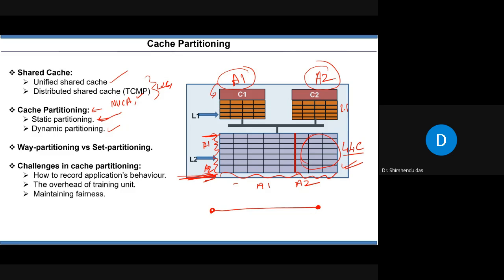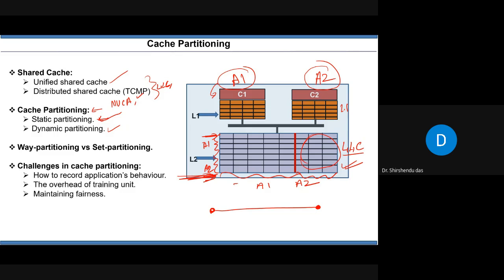So, challenges in cache partitioning. If cache partitioning is so easy, then why would we discuss it in this course? First is how to record the application behavior. Static partitioning has no such problem. You can go for static partitioning directly: fix a partition at boot time and continue with it. But as I said, static partitioning is not a solution. It degrades the performance of the computer.